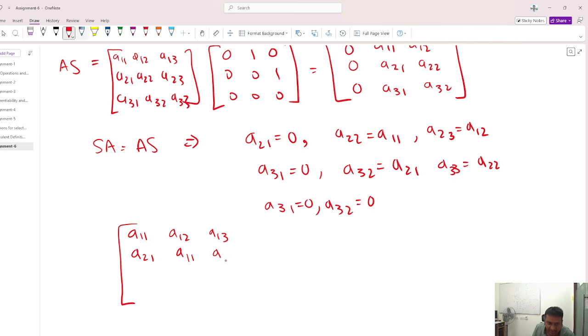And then I have A13, right? A31, see if there is any condition, yeah, it is 0. By the way, A21 is 0, right? I forgot to mention that. A21 is 0. And then what do you have? A32 is 0. A33 is A22. A22 is A11. Oh wow, this is what you are getting.